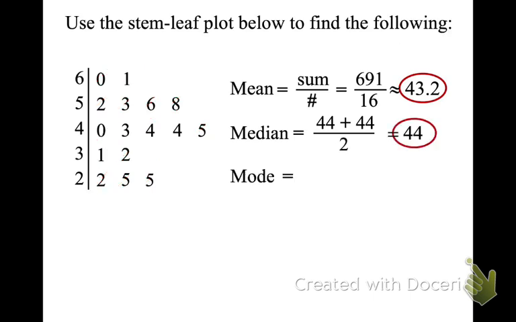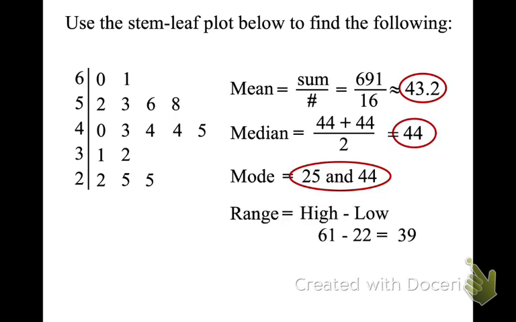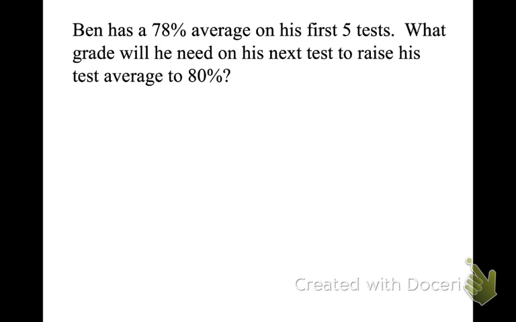There we go. And our mode, what occurs the most, is 44. And there's a 25. There's two 25s. So you can have more than one mode. Okay, my range goes from the lowest 22 to 61. So 61 minus 22 is 39. All right, I guess I will finish this one up.